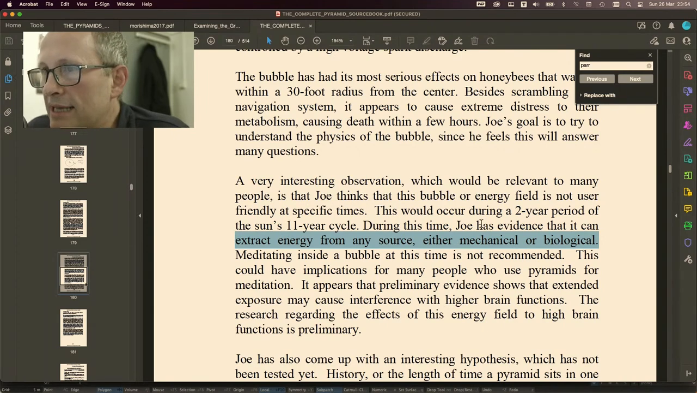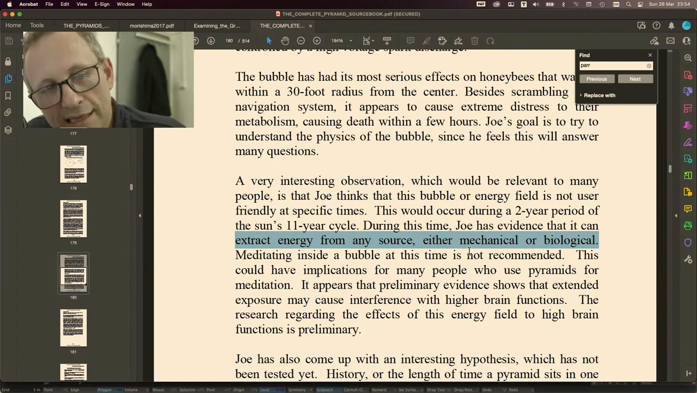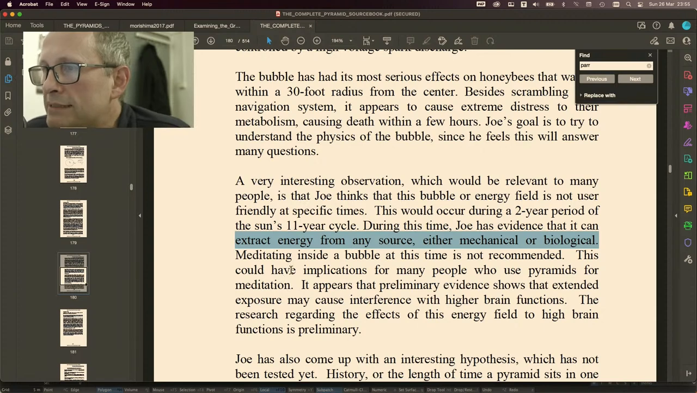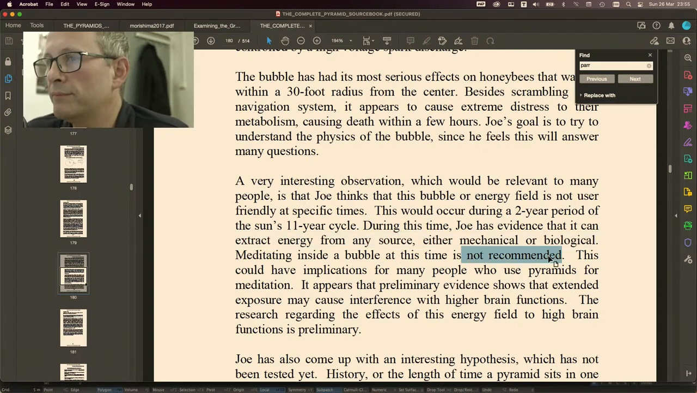Joe has evidence that it can extract energy from any source, either mechanical or biological. And I'm saying that you can use the inverse of this to put energy into, if you wanted to say, effect a stimulated earthquake or something similar. Meditating inside a bubble at this time is not recommended.